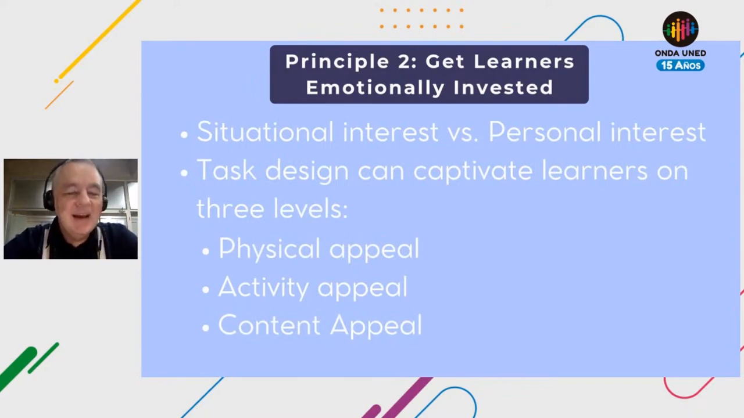What is physical appeal? Physical appeal is related to how things look, of course. Let's say you're using a handout, or you're using some type of activity that you design online, etc. There needs to be some appeal physically, aesthetically. Of course, here we need to be careful, because physical things can also be distracting. Things need to look neat, organized, clear, and attractive, but you don't need to fill things with pictures that are not related. So just be careful. Then we have activity appeal.